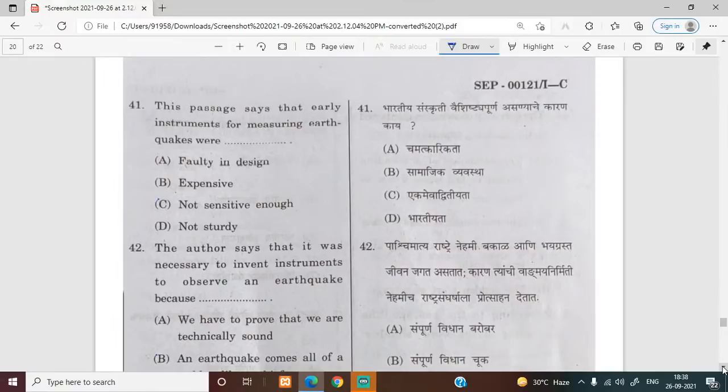This passage says that early instruments for measuring earthquakes were faulty in design, expensive, not sensitive enough, or not sturdy. Expensive means that it costs more. So here question number 41, the right answer is not sensitive enough. C is the right answer. Sturdy means strong or solid. The question is about early instruments, from years ago. Were those instruments strong and solid? No, they were very simple. So this answer is in the first part of the first paragraph. Not sensitive enough. C is the answer.